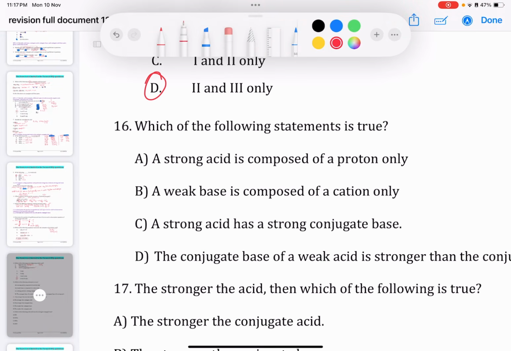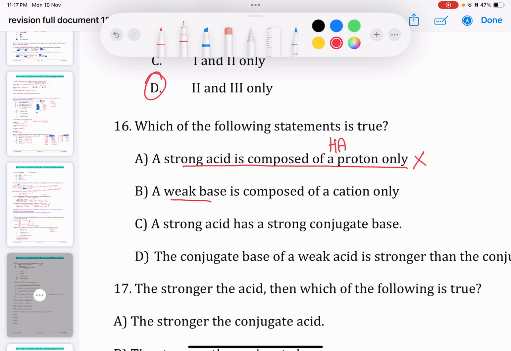Which of the following statements is true? A strong acid is composed of a proton only. No, a strong acid is composed of a proton, H plus, with an anion, A minus. So when we put them together, the plus and minus cancel each other. I don't have to write it in the formula. So that's wrong.